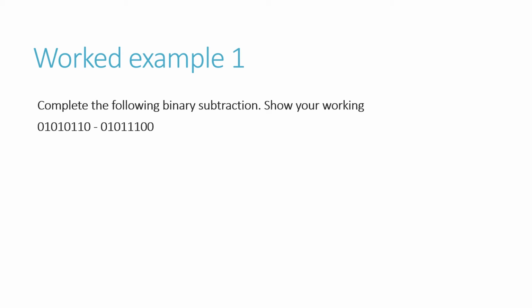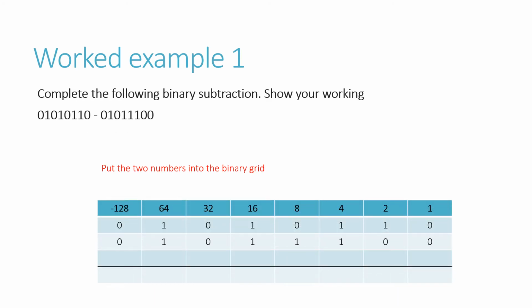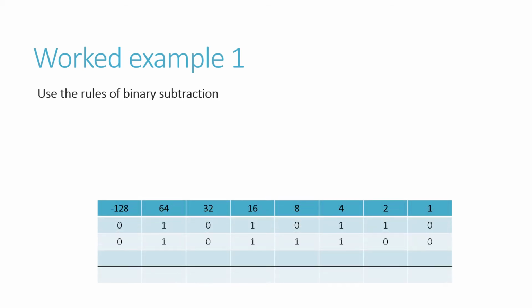We're going to subtract one binary number from another and show our working. So we'd begin by putting the 2 numbers into the binary grid. You can see that they're 2's complement numbers, so the most significant bit is negative, but they're both positive numbers, so they have 0 in that bit. So here they are in the grid, and we're going to use the rules of binary subtraction that we have just reviewed, starting with the least significant bit.